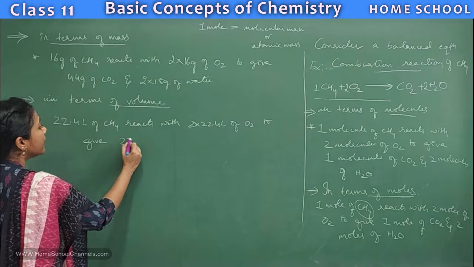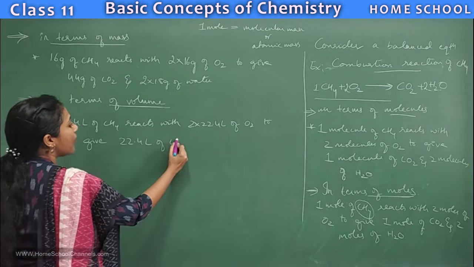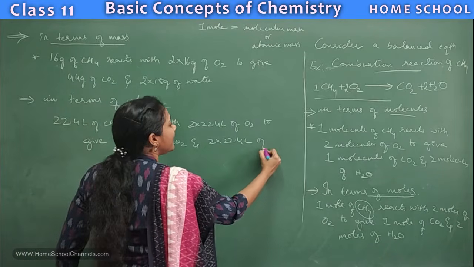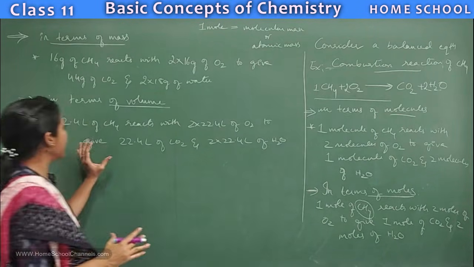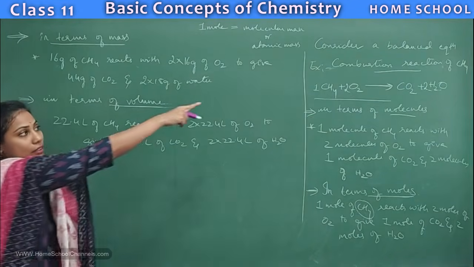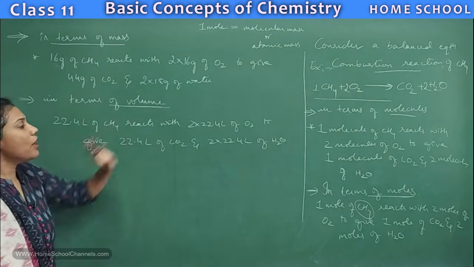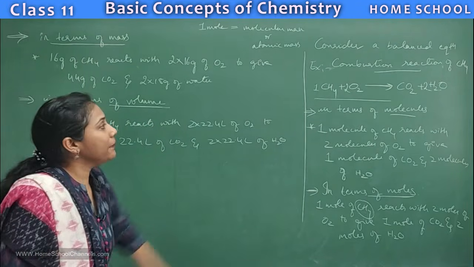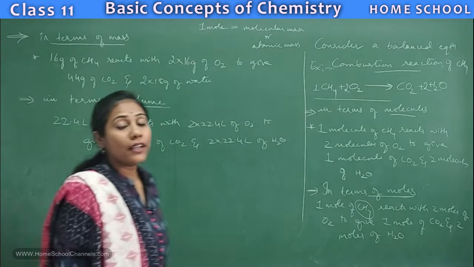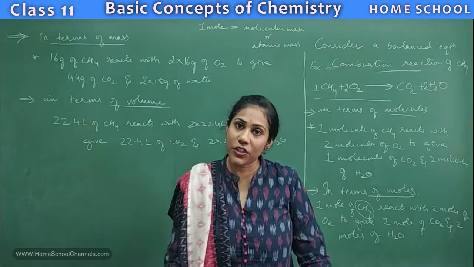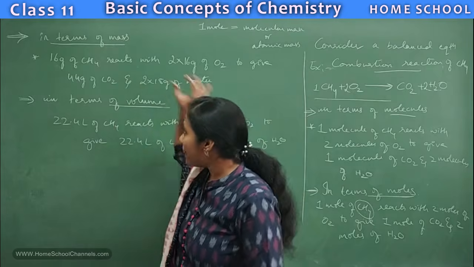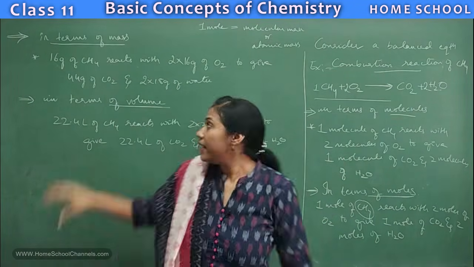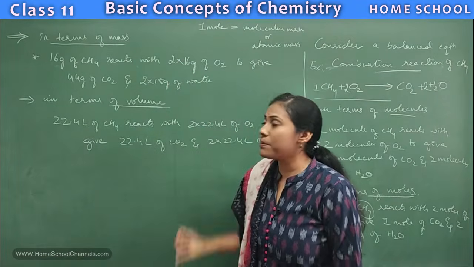So to give 22.4 liters of carbon dioxide and 2 into 22.4 liters of water. Okay, so this is how I can talk about that chemical reaction in terms of volume, right? So this way of writing about a chemical reaction is very, very important for any stoichiometric calculations. Clear? So especially you must know how to write a chemical reaction in terms of moles, in terms of mass and in terms of volume.